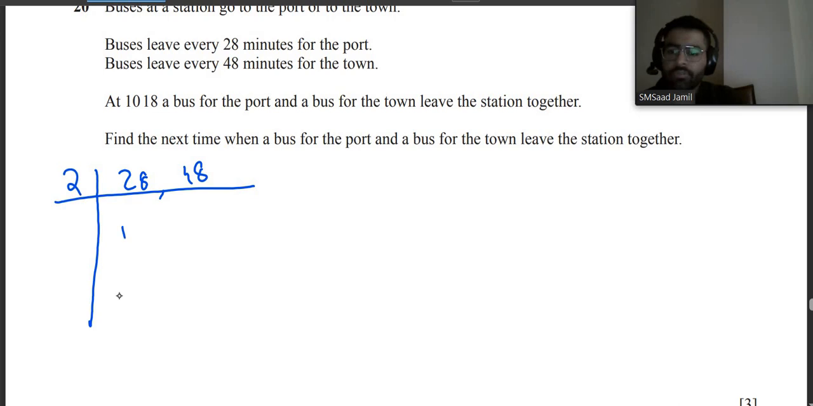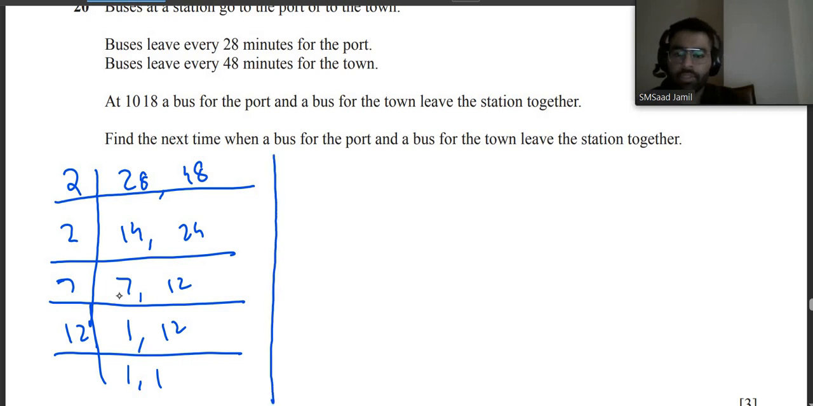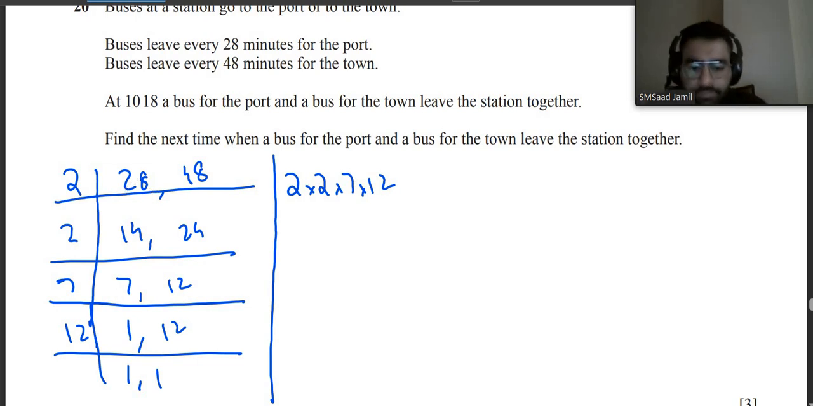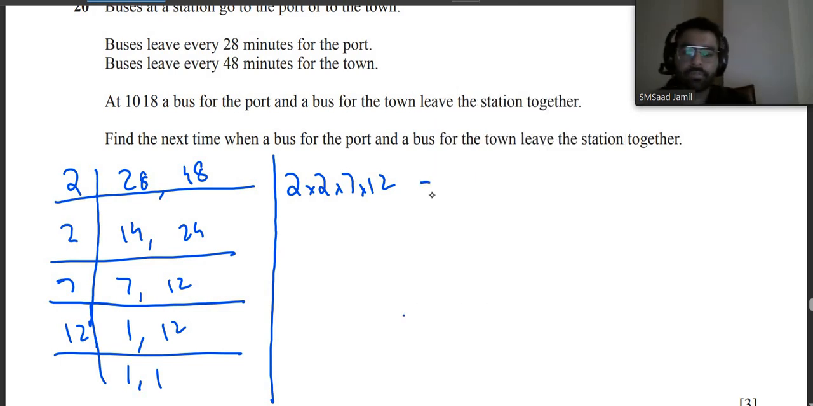So let's do it together. 14 and 24. Then again 7 and 12. Then 7 ones are 7 and 12 ones are 12. So the LCM is going to be 2 multiplied by 2 multiplied by 7 multiplied by 12. It's 336. So this 336 is minutes. So after 336 minutes, they're going to meet again.